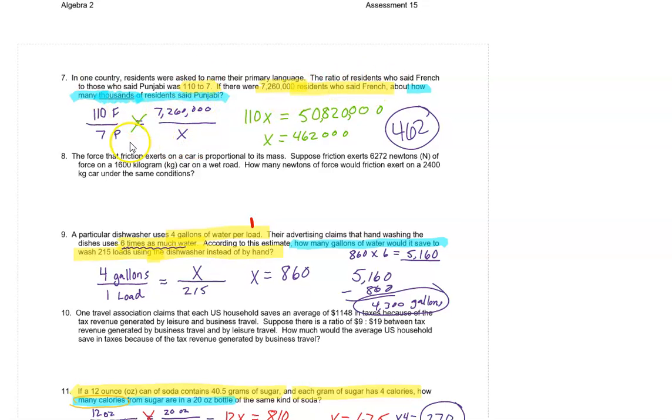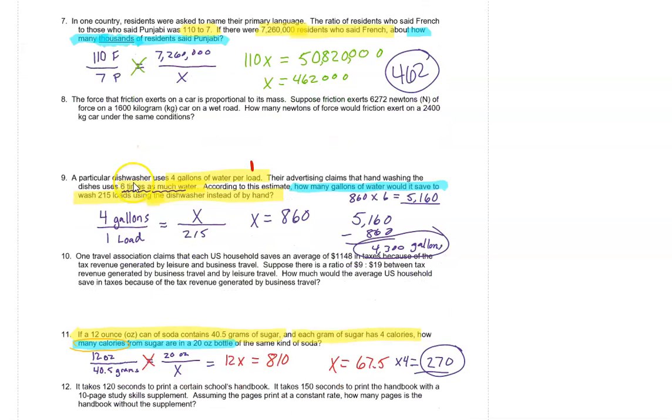So cross multiply, we get 110X equals 50,820,000. And when we divide, we get 462,000, which is the correct answer in terms of the number. But the question wanted to know how many thousands. So 462,000 is 462 thousands. So the answer really is 462.